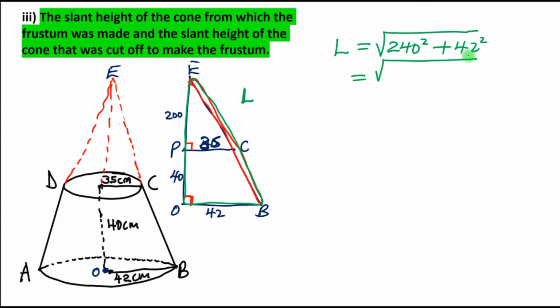So in this case, 240 squared plus 42 squared, we end up getting 59,364. Using a calculator, we get 243.6 centimeter. So this is the slant length of the cone from which the frustum was made.